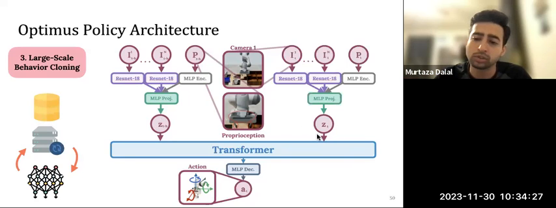And what we found was that using a short context length is crucial in order for the transformer model to not overfit to its own mistakes. So in our paper, we use a context length of 8.